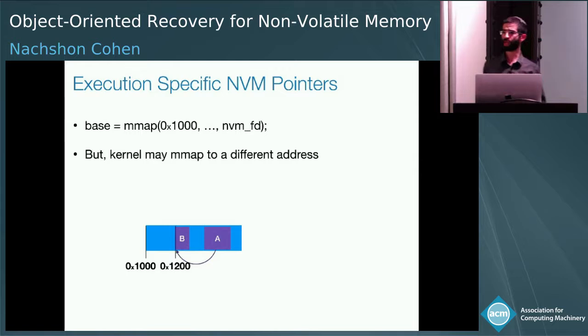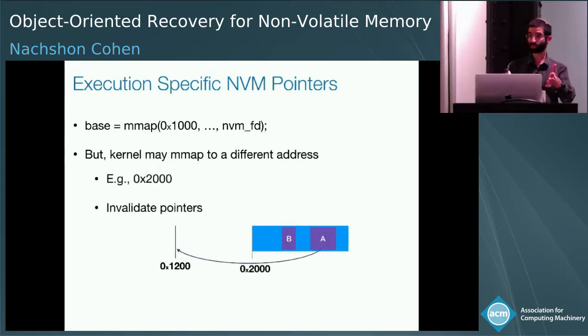This mmap system call has as a first argument the address where this virtual memory should be mapped. But the kernel doesn't necessarily have to follow this address, and in fact can map to a different location. Now suppose we have this object A that points to another object B that right now has an address of 1,200. But if our kernel decides to map exactly the same memory to a different virtual location, our object A still has a pointer to 1,200, but there's no object B there.